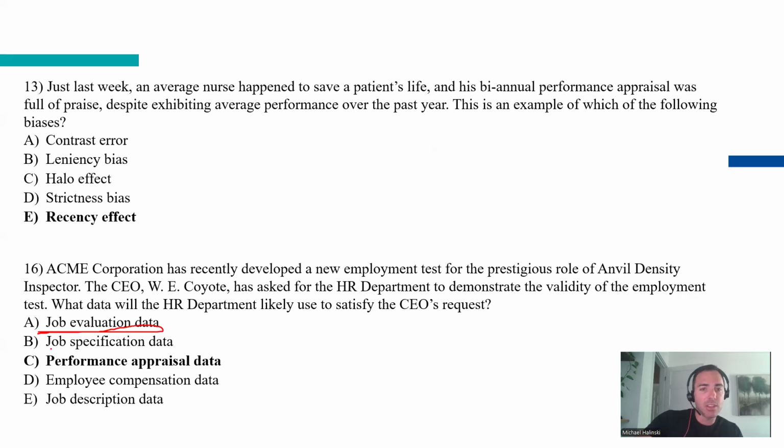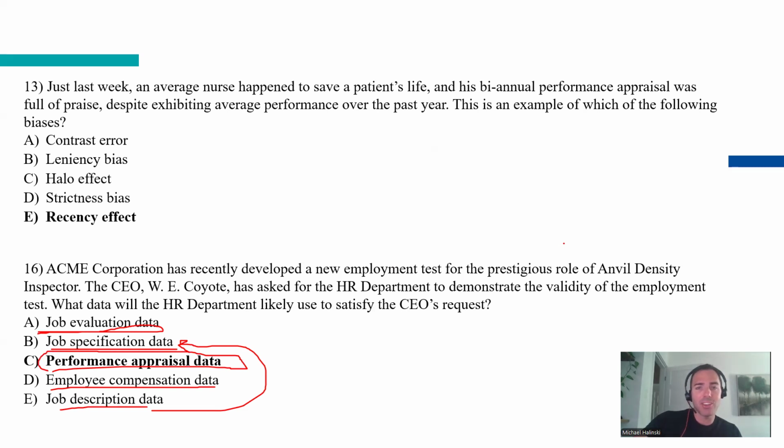Job specification, that's what we talked about at the beginning of the term. That was when you conduct job analysis, you write a job description, and write a job specification. So that's not really going to be required. We talked about compensation, but this question doesn't ask about compensation. Job description data is similar to job specification data. We're not asking about that. So the only thing that really makes sense is this idea of performance appraisal data.